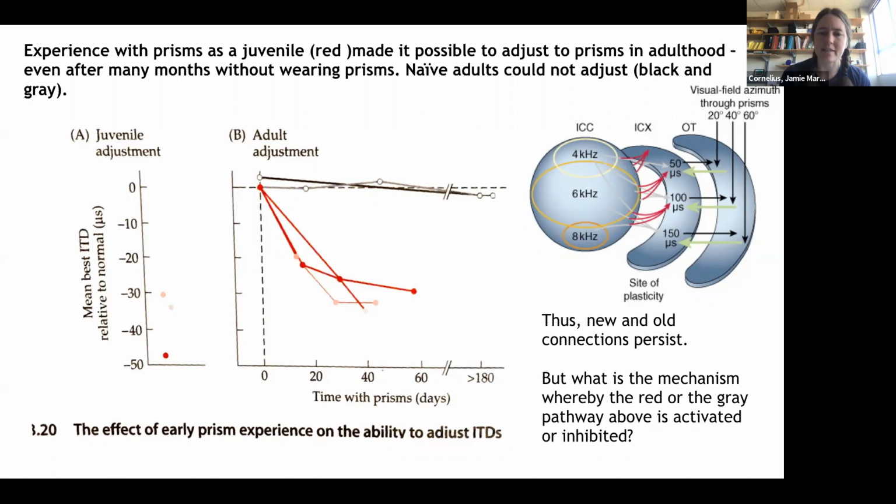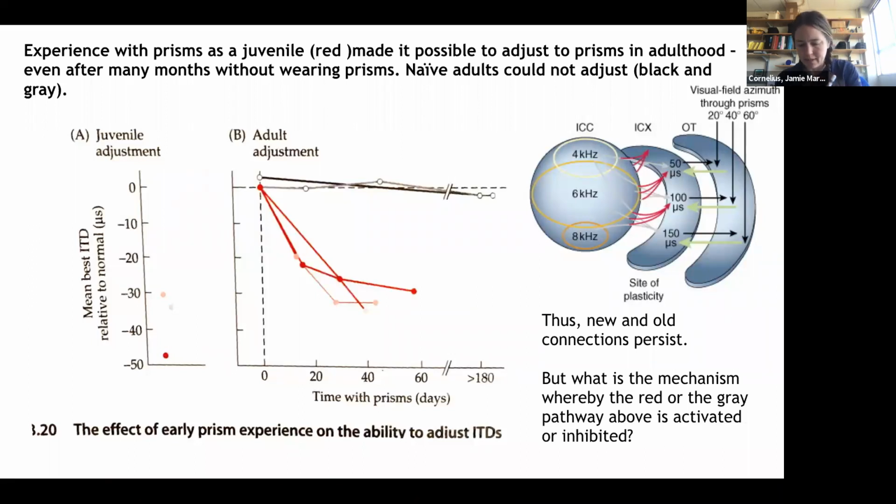So what that tells us is that there's a critical period during development when this is possible. Okay, when this brain region, the ICC to the ICX, allows for some synaptic plasticity and allows for other connections to be strengthened or not.